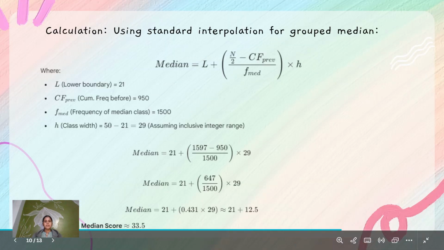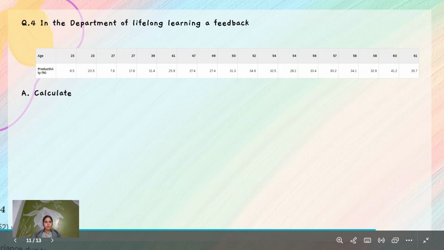Now, using standard interpolation for the grouped median, here is the formula of median, where L is the lower boundary, which is 21, and CF is the cumulative frequency before, which is 950, and the frequency of the median class is 1500. H, the class width, which is 50 minus 21 is 29, assuming an inclusive integer range. So we put the values in the formula like this, and the approximate median score comes to 33.5. Now move to the next question.